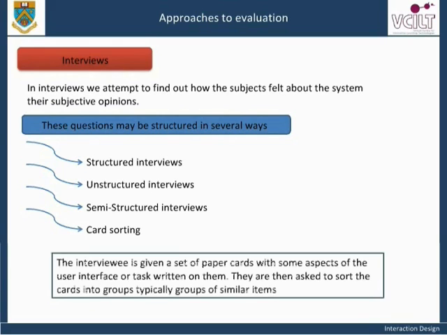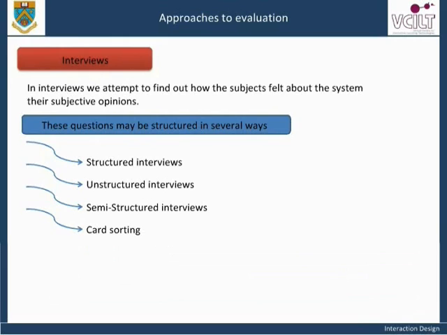Card sorting: this technique is quite different from the others. Instead of being asked questions, the interviewee is given a set of paper cards with some aspects of their user interface or task written on them. They are then asked to sort the cards into groups, typically groups of similar items. This reveals their perception of the interface and/or the task, which might be quite different to what the designers envisaged.